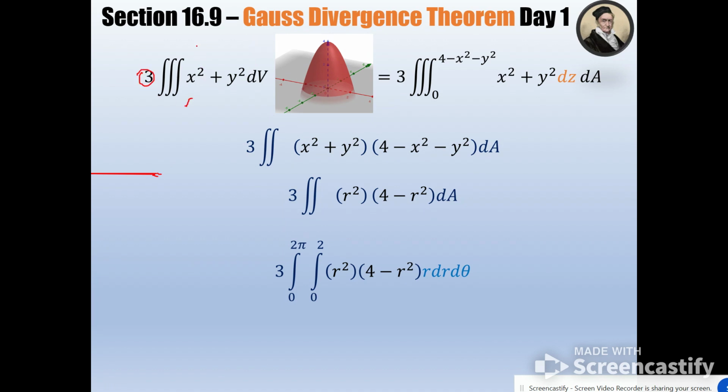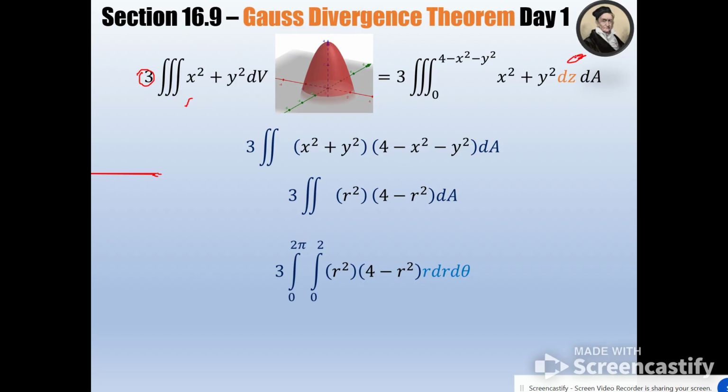Right, this 3 here is with the x squared y squared. And since I thought about this as cylindrical, being symmetric across the z-axis, I'm going to integrate with respect to z, going from the xy plane, 0, all the way up to the cone, the top of the cone, 4 minus x squared minus y squared. And I'm going to integrate x squared plus y squared with respect to z.